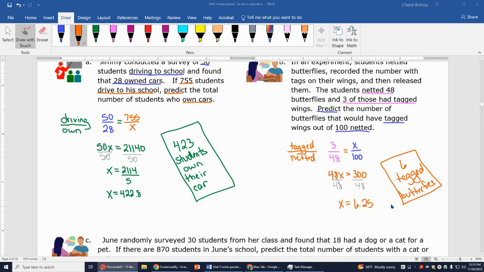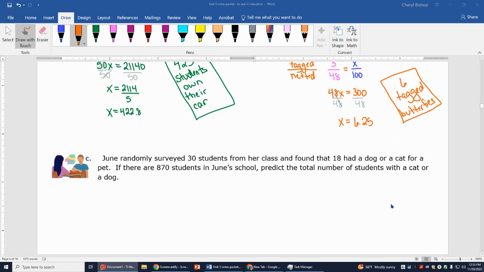All right, so let's look at this last one. June randomly surveyed 30 students in her class and found out that 18 of them had a dog or a cat for a pet. If there are 870 students in June's school, predict how many students have a cat or a dog. Okay, so June talked to 30 students in her class. Okay, 18 of them had a dog or a cat. Now she's going to look at the whole school. There's 870 students in the whole school. We want to predict how many have a cat or a dog.